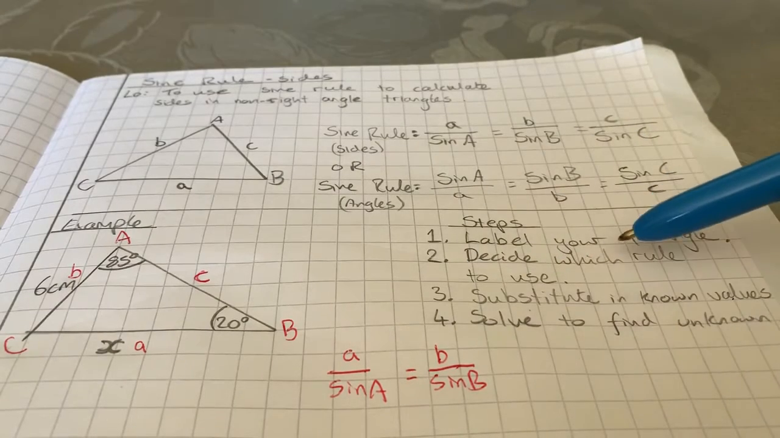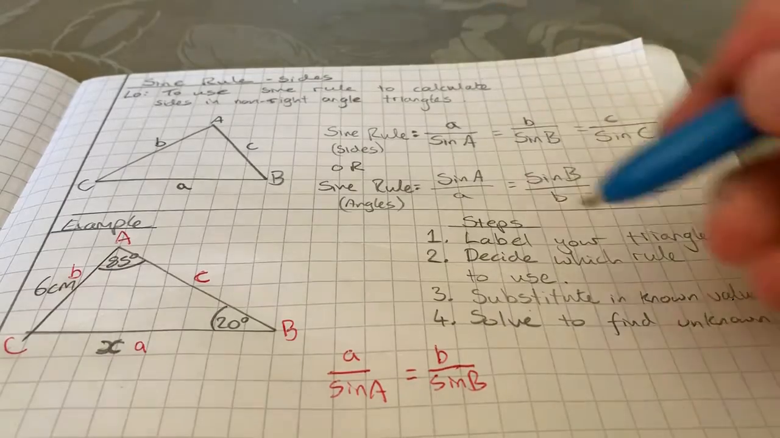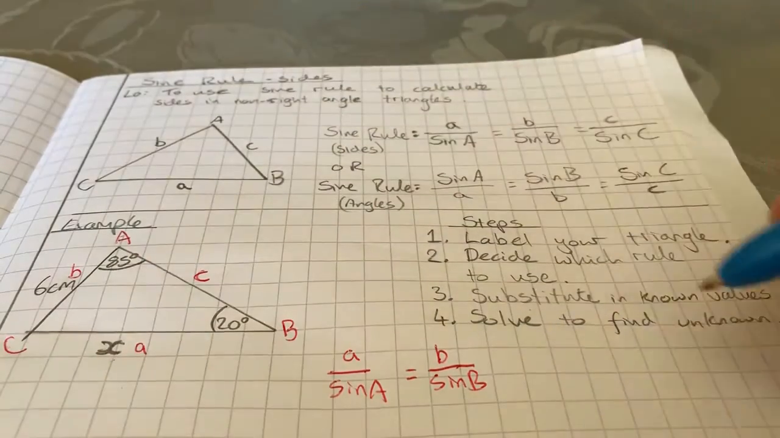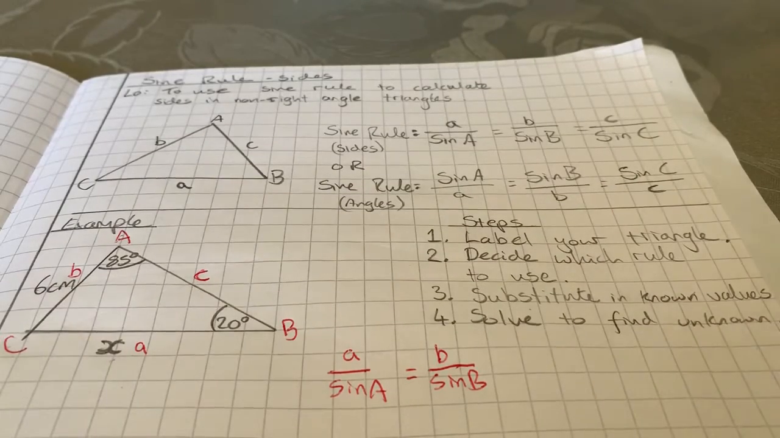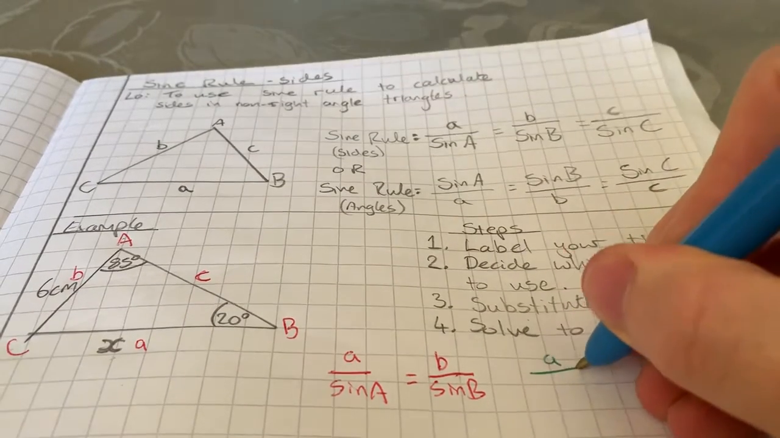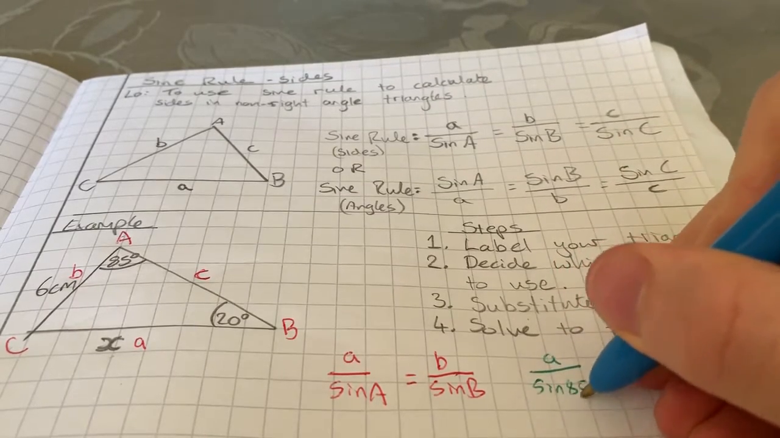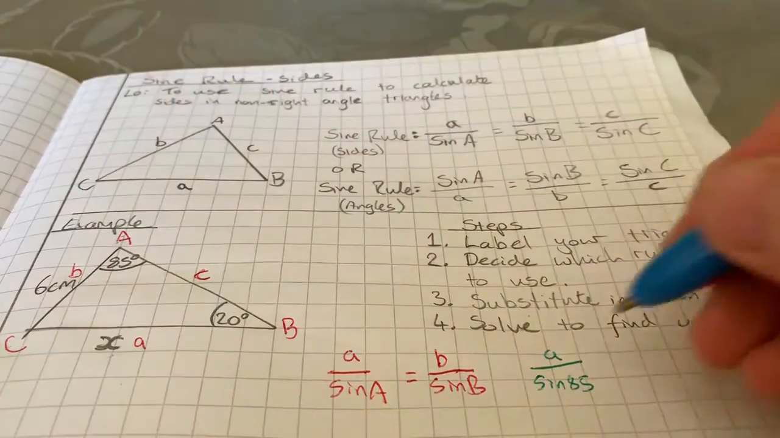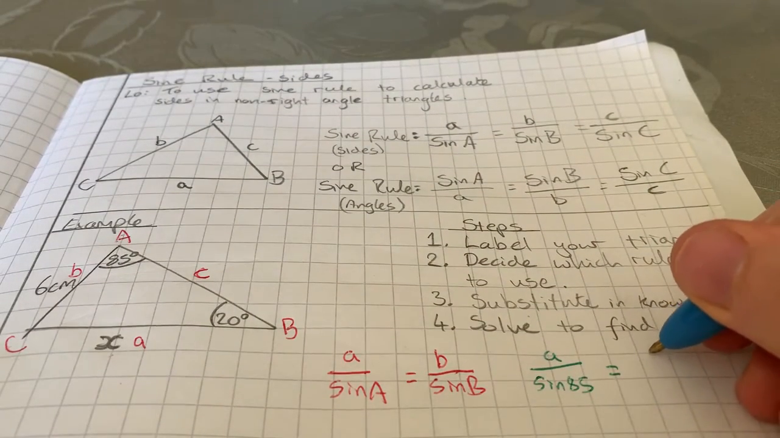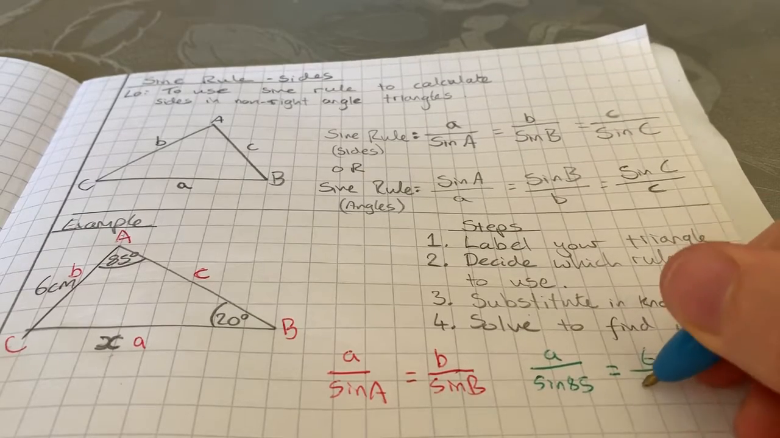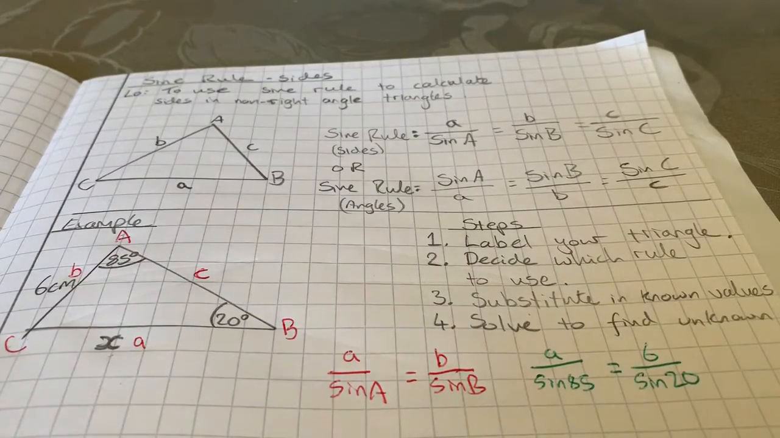So once you've decided which rule, you want to substitute in the known values. So that means what you know here. I don't know my a, so I'll do this here in a different colour. It'll just be a over sine 85, because that's the angle there, equals 6, which is my b, over sine 20. Okay, so I've set it up there.